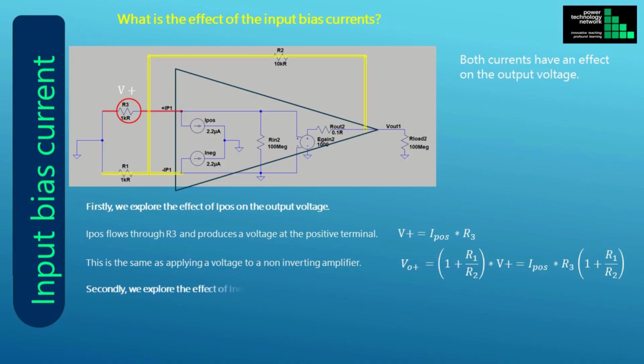Secondly, we explore the effect of the negative terminal input bias current on the output voltage of the op amp. The negative input bias current flows through R2 and produces a voltage at the output. This is the same as with a transimpedance amplifier, which will be introduced later. This is the expression for the op amp output voltage, due to the negative input bias current.